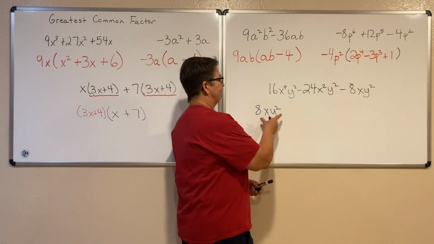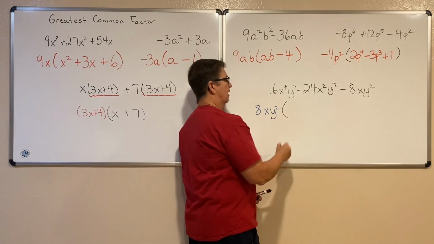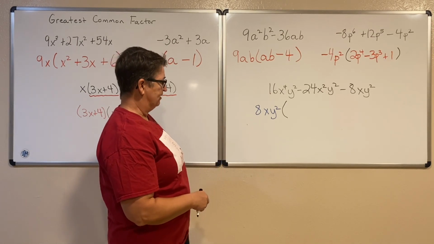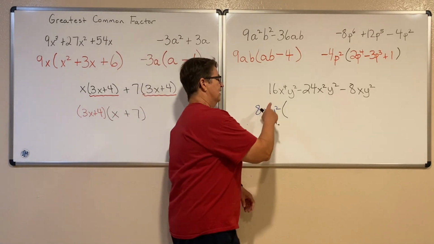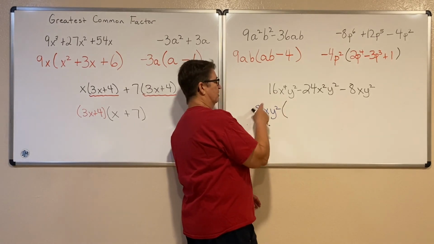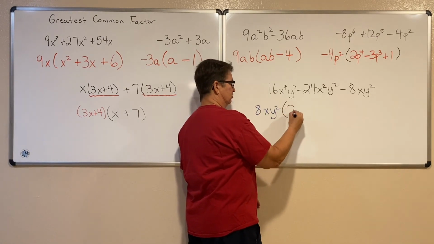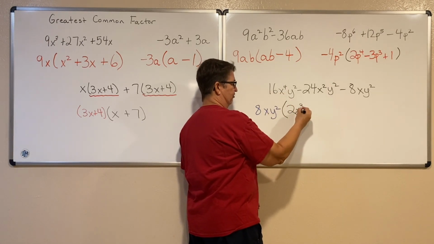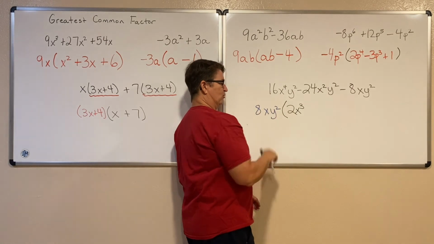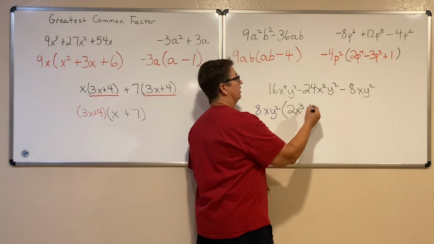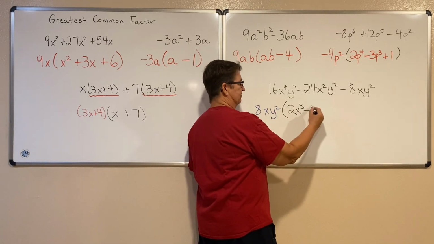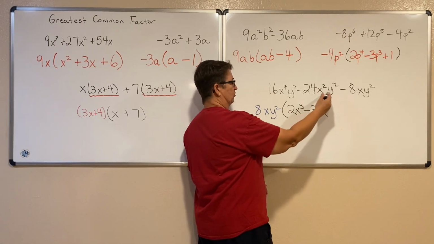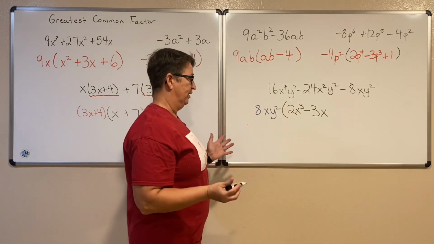Now, that's one factor. I need to multiply that times my greatest common factor there, and I'm going to multiply that by this factor. So 16 divided by 8 is 2. X to the 4th divided by x is x to the 3rd. Y squared divided by y squared is 1. Negative 24 divided by 8 is negative 3. X squared divided by x is x. Y squared divided by y squared is 1.